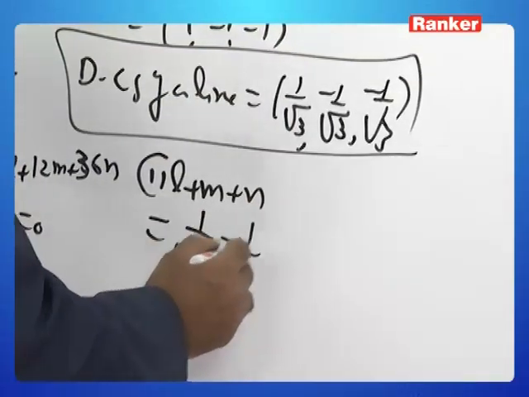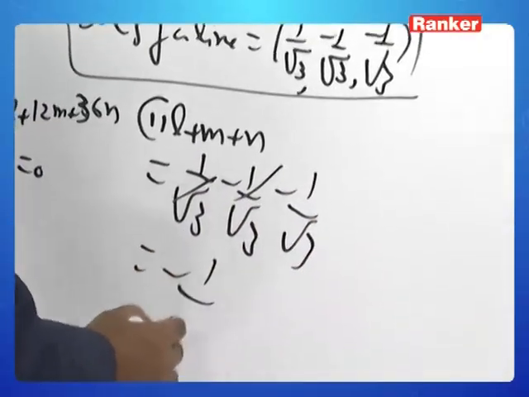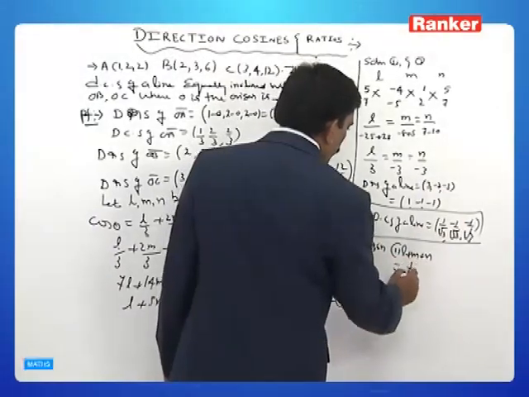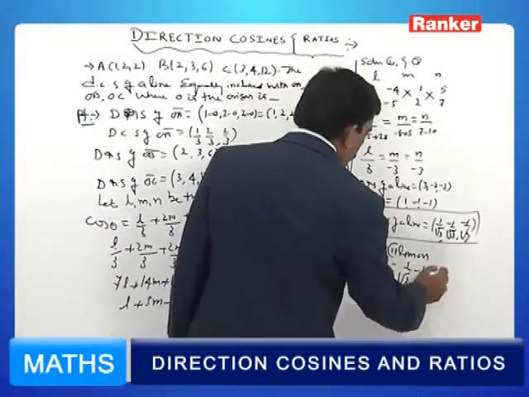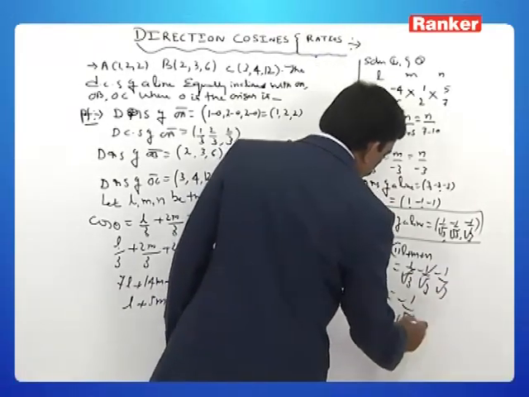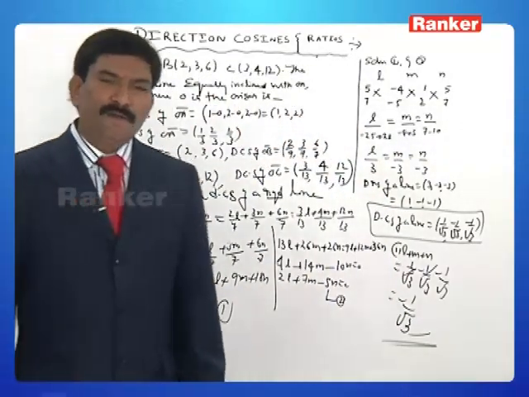I got it as DCs of a line. Sometimes he asks another question. This is the first question. The second question they will ask: L plus M plus N is equal to what? Add up this: 1 by root 3, minus 1 by root 3, minus 1 by root 3. This and this get cancelled. Therefore sum of the direction cosines of a line is equal to minus 1 by root 3.